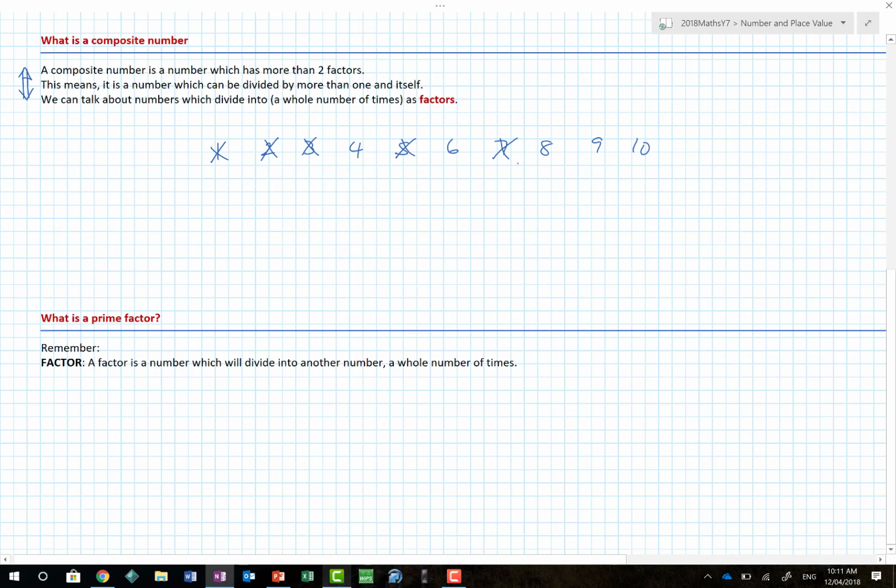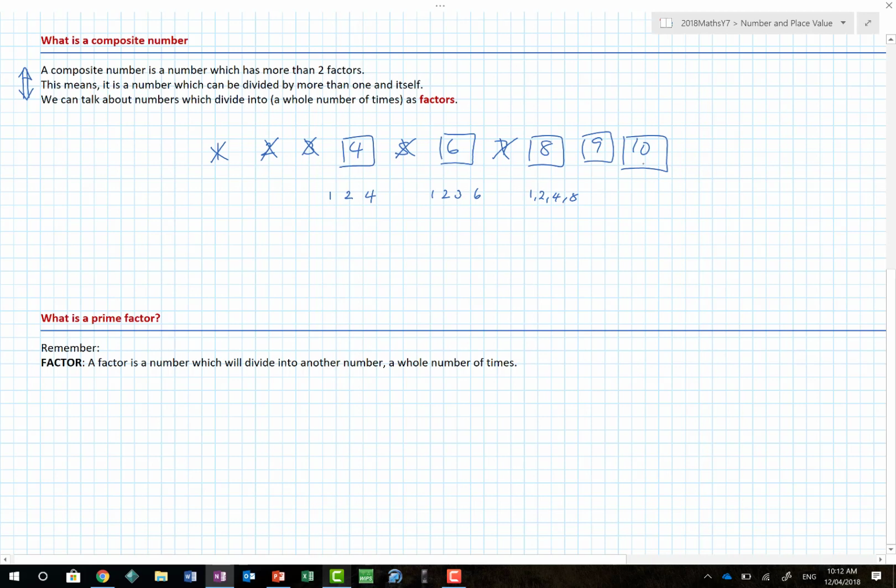But what about 4? Well, the number 4 has the factors 1, 2, and 4. So 4 is composite. 6 has 1, 2, 3, and 6. So that is composite. 8: 1, 2, 4, and 8. So that is composite because it has more than 2 factors. And likewise, 9 and 10 are also composite numbers.